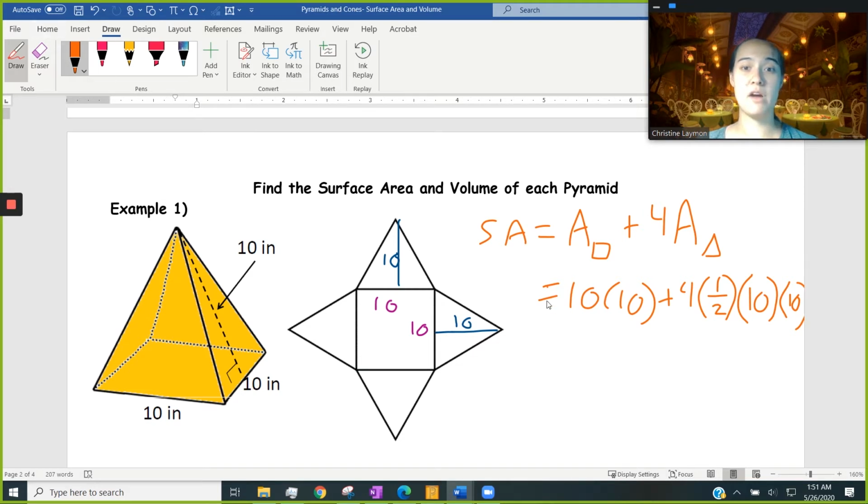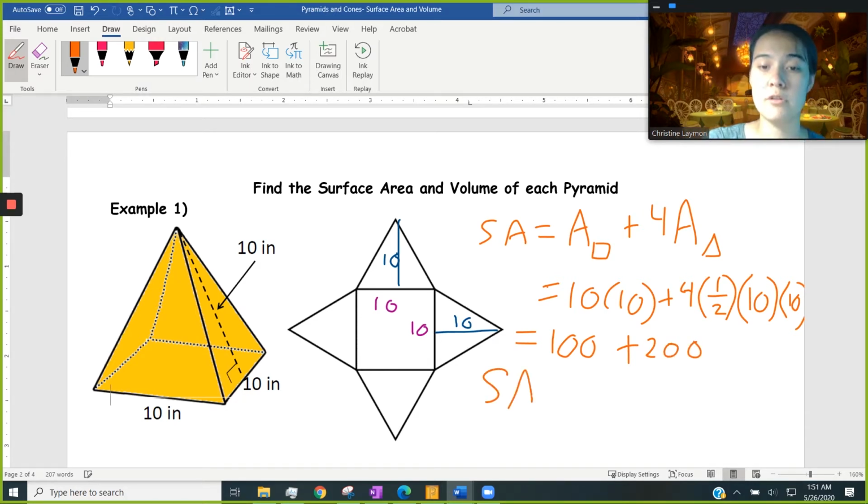Let's go ahead and see what we've got. So coming through here, 10 times 10 is 100, so that means the area of the square is 100. And I had 4 triangles. Each triangle's area was 1/2 base times height. So 10 times 10 is 100, half of 100 is 50, 4 times 50 is 200. This means that overall, my surface area is 300 inches squared.